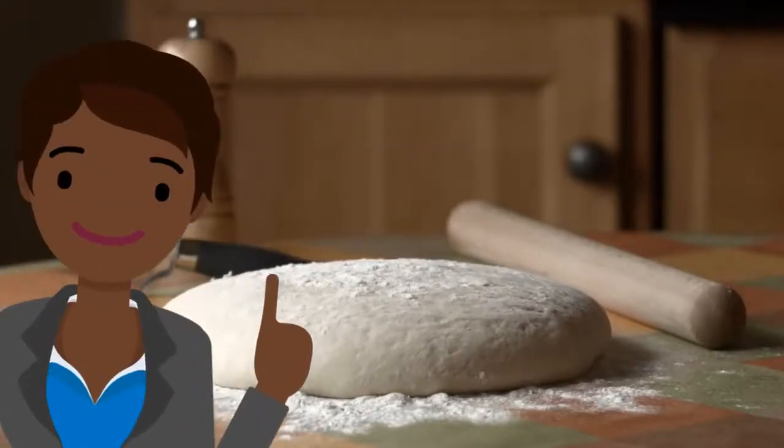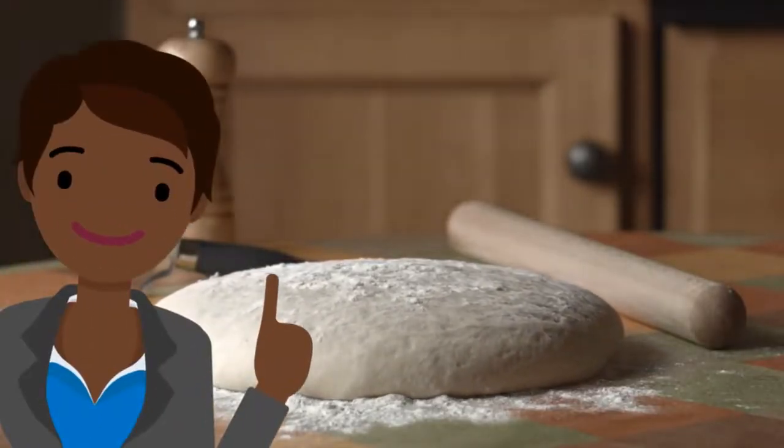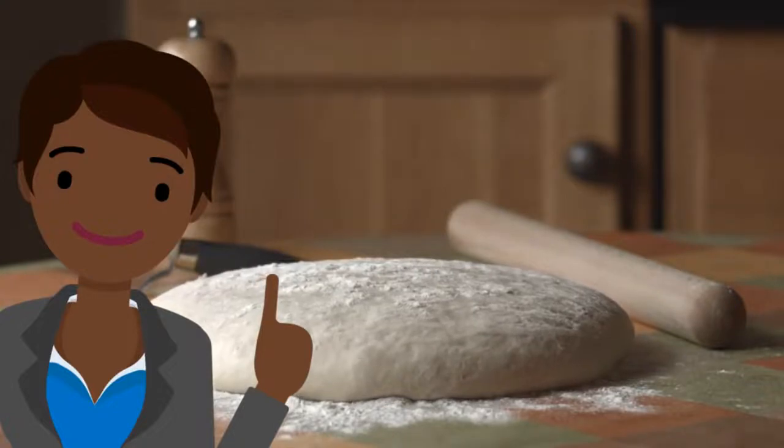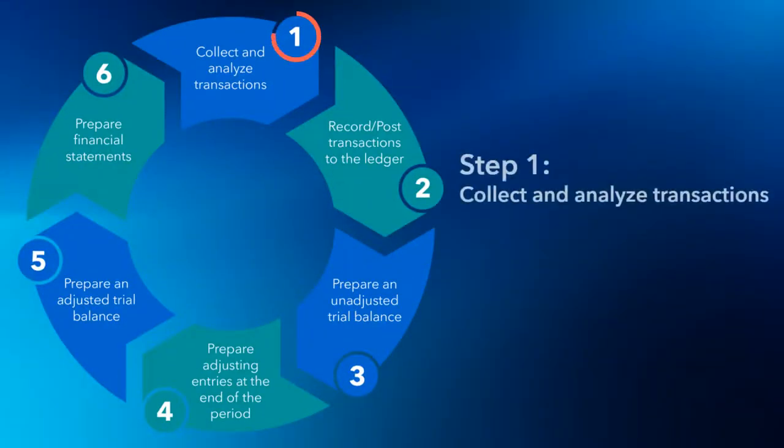Now, like my father used to say, you can't make your pizza unless you start with the dough. For the accounting cycle, the first step is to gather source documents. Things like receipts, invoices, bank statements.